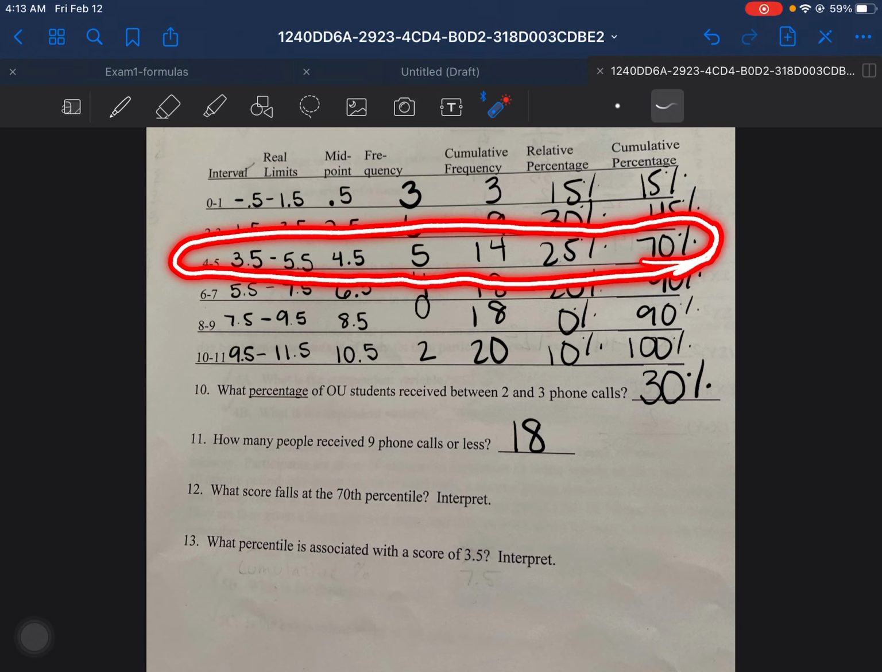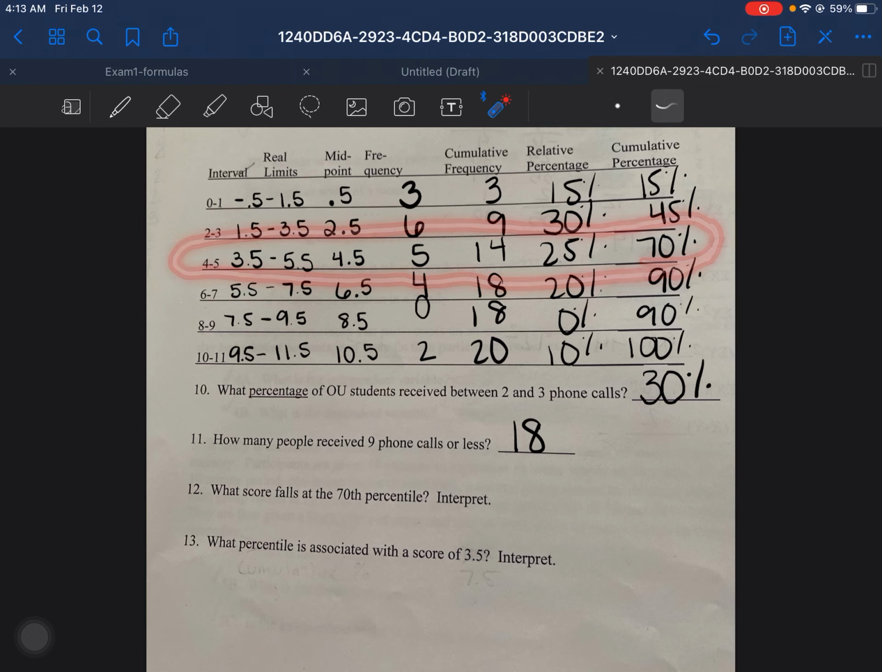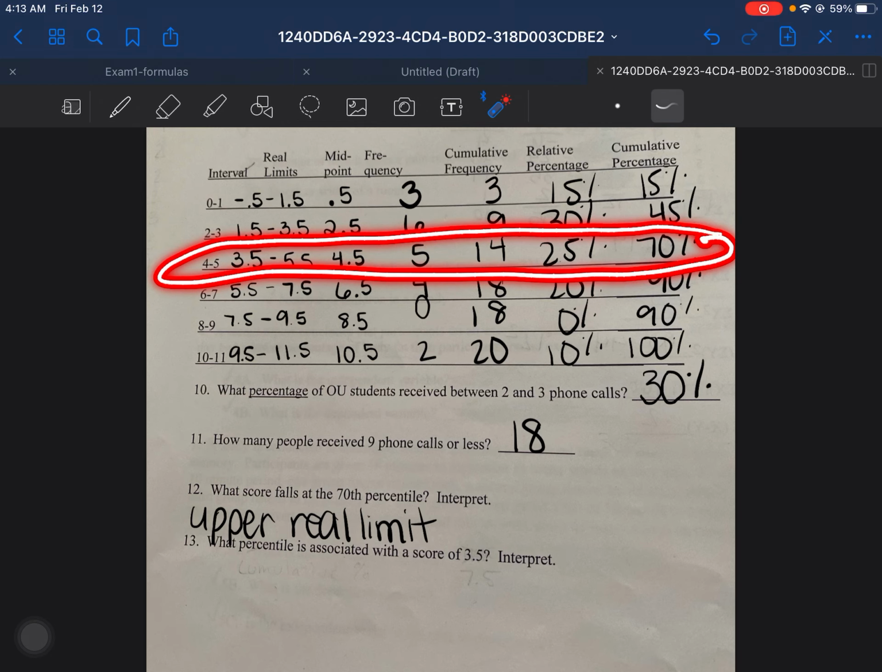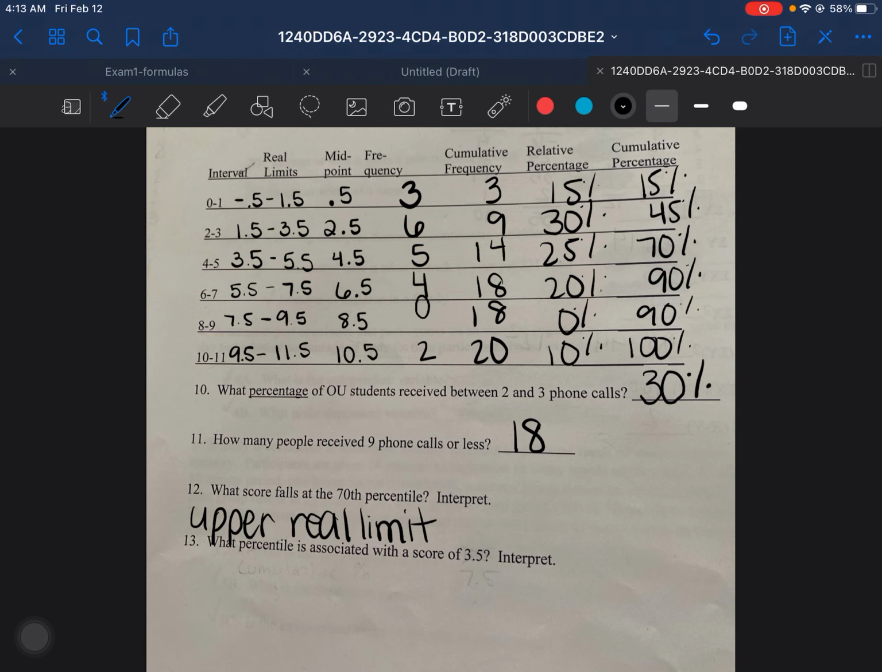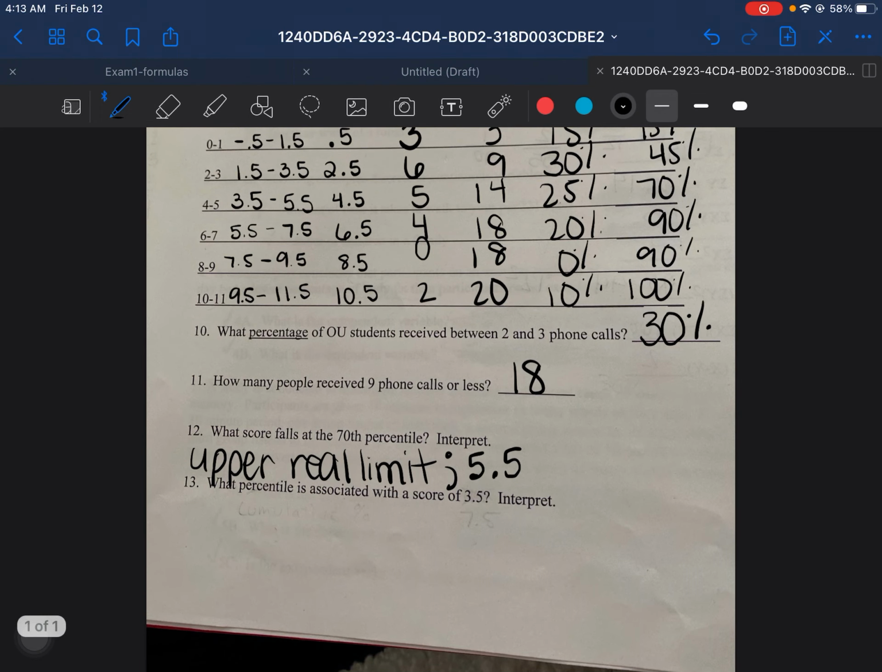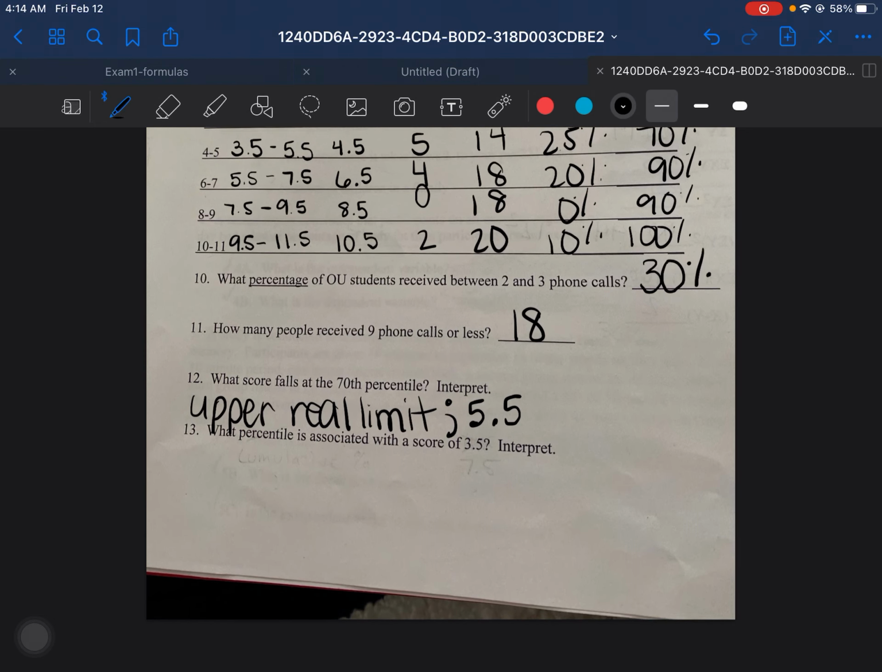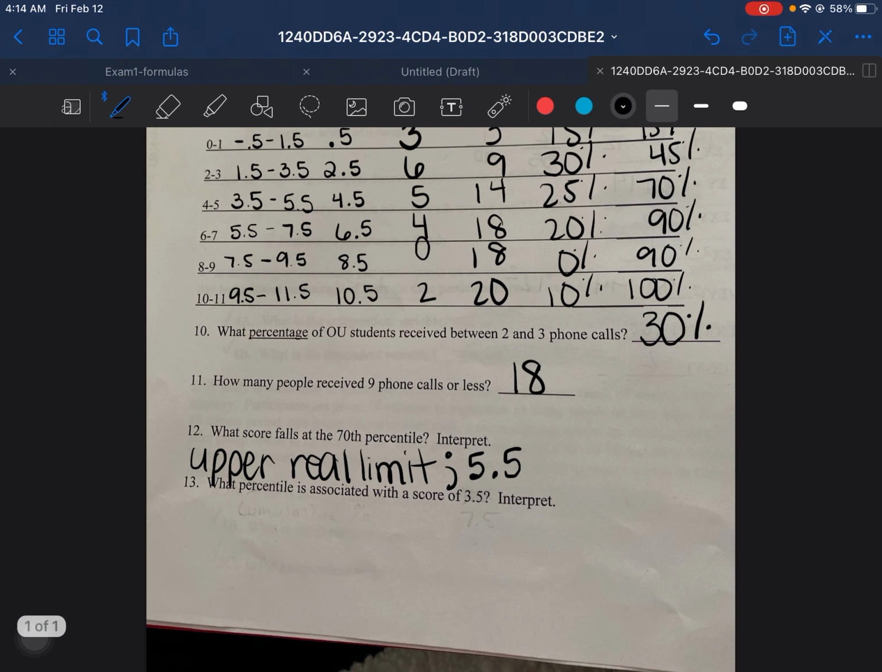Whenever we're doing percentile, we're going to use the upper real limit for that category. So we said it's going to be this row right here, since this is the 70% cumulative percentage, and we're going to use the upper real limit. So that is going to be 5.5. And then it's asking us to interpret that. The way that we would interpret that is by saying 70% of people received 5.5 phone calls or less.